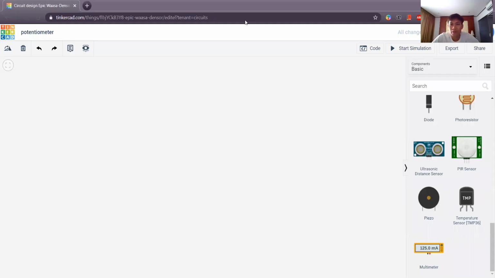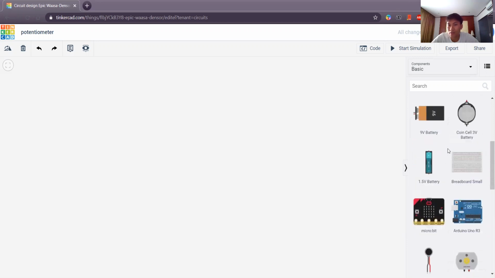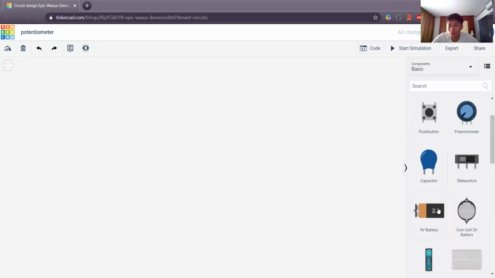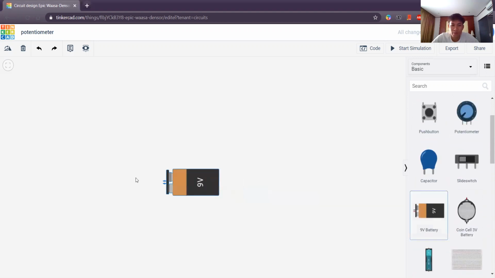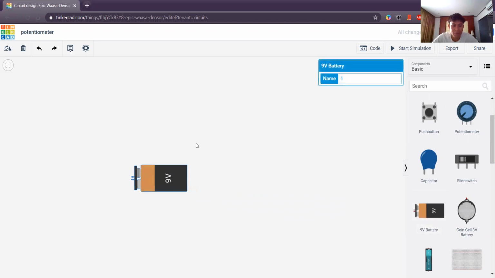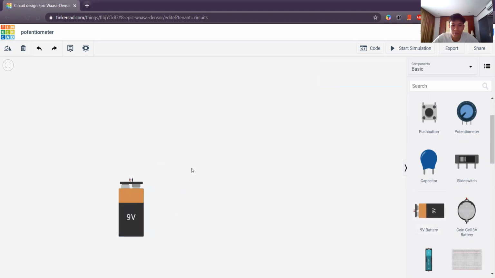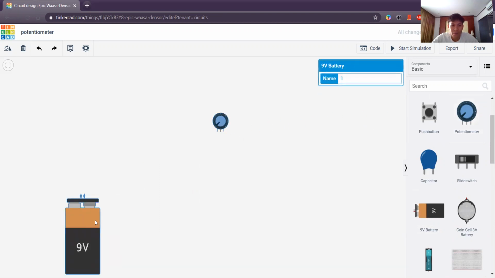So in this video, we are going to look at the potentiometer in Tinkercad and how to connect it and how to use it. So first, maybe we need to have a battery to test, and also the potentiometer.